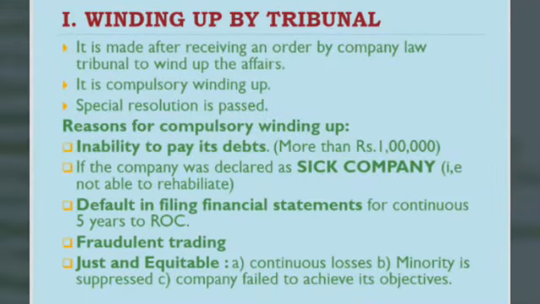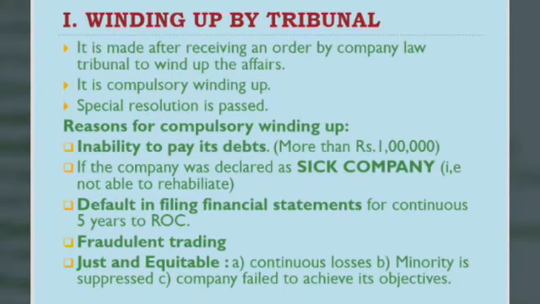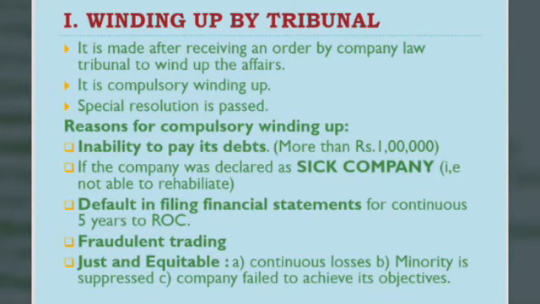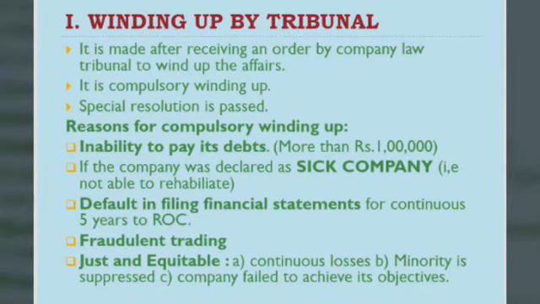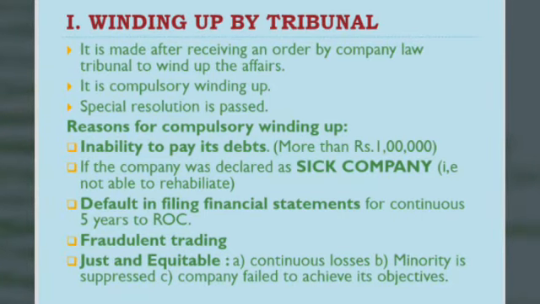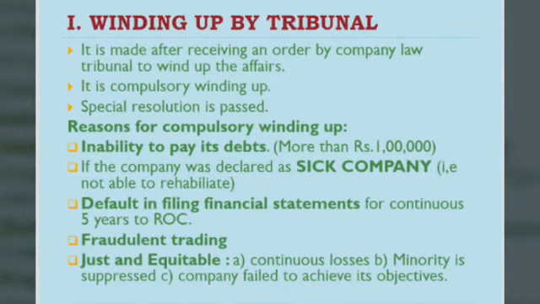Now let us see winding up by tribunal. What is winding up by tribunal? It is the winding up made after receiving an order from the company law tribunal, that is the National Company Law Tribunal, to wind up the affairs of the company. It is also called compulsory winding up. In this winding up, a general meeting is called and a special resolution is passed. Then the steps are taken for winding up by tribunal.